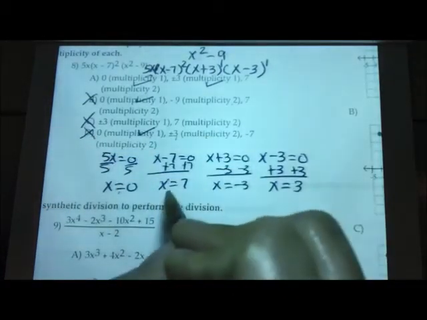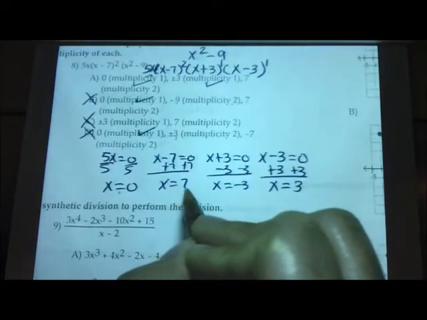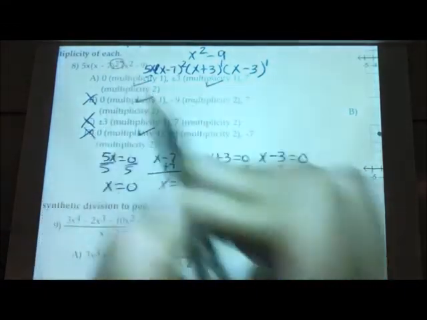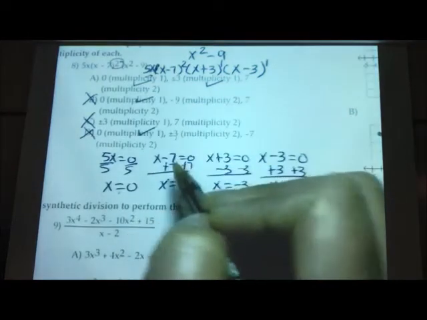Then we just double check, does it have 7 with multiplicity of 2? Why is it multiplicity of 2? Because of our exponent. So is that correct? Yes, so my answer should be A.